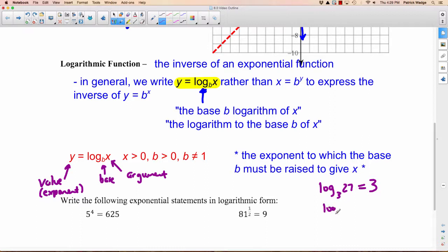One more example of that. How about the base 5 logarithm of 25? Well, what do you have to raise 5 to get 25? You have to raise it to the second power. So the answer is 2.